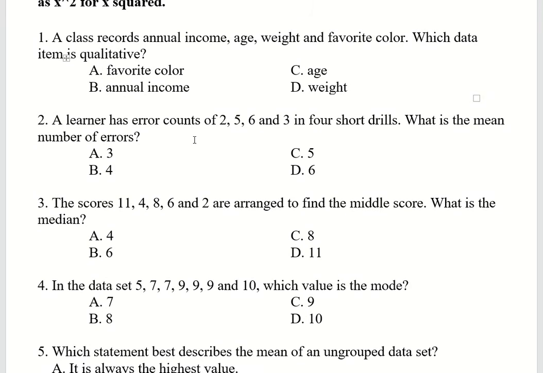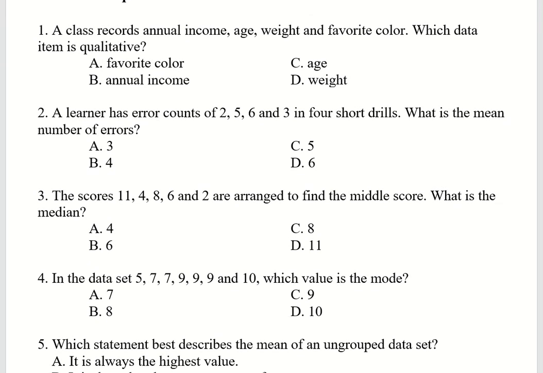A class records annual income, age, weight, and favorite color, which data item is qualitative. Okay, so qualitative, so we cannot describe it using numbers. So we'll have letter A, favorite color.